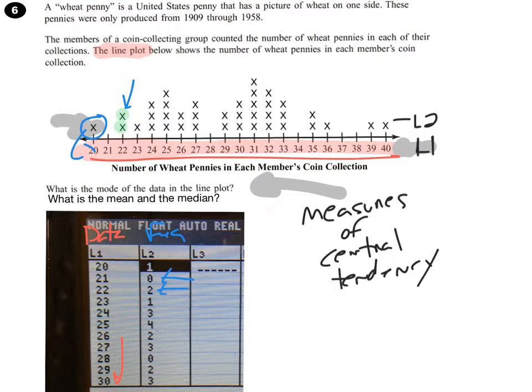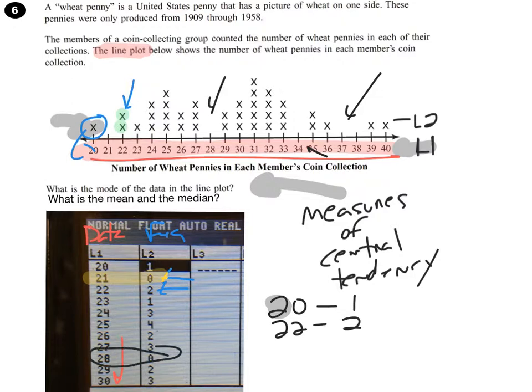Now, did I have to enter in 21 and then the frequency is 0? No, I could have typed in 20 and then the frequency was 1, and then skipped 21 and went 22, the frequency is 2. You could omit the data values that have no frequencies, but I tended to type them all in. And then here, for example, no one had 28 pennies. So I did this from 20 to 40. The data is in list 1, the frequencies are in list 2. And now I'm going to have my calculator find the mean and the median.